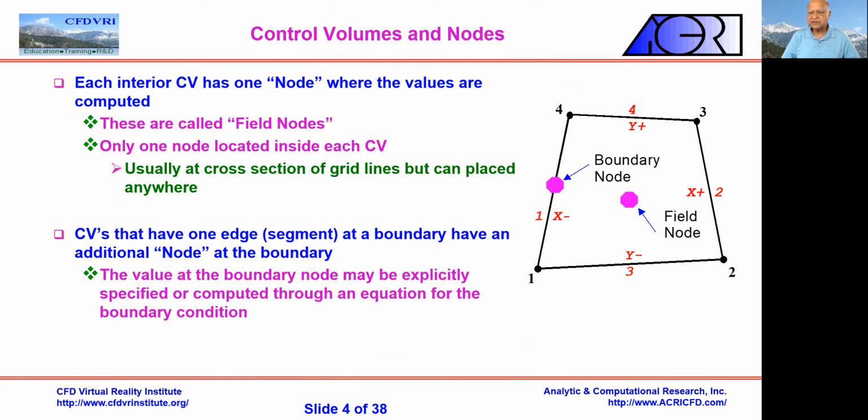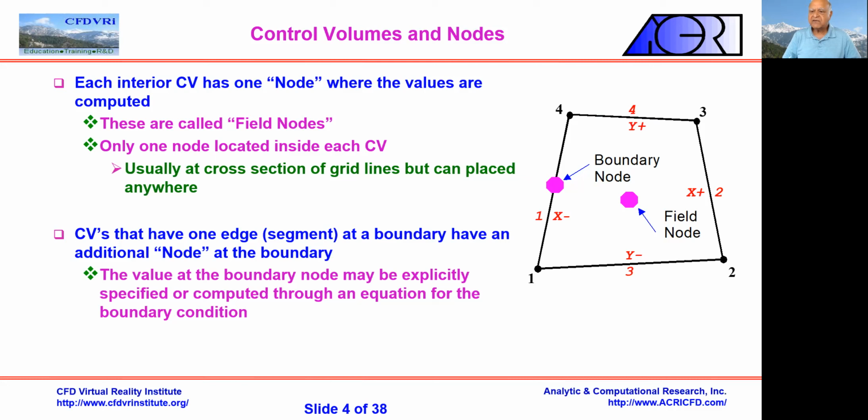Now, to illustrate it further, here is a simple 2D realization of a control volume. One node is placed inside, which is called the field node, and represents the average value of the tank. Quite often, we place it at the geometric center of the tank, or sometimes where the grid lines cross, but it doesn't have to be. It could be any place. It's just that when you multiply it with the total volume and with the value at that node, you should get the total amount in that tank. So these are field nodes.